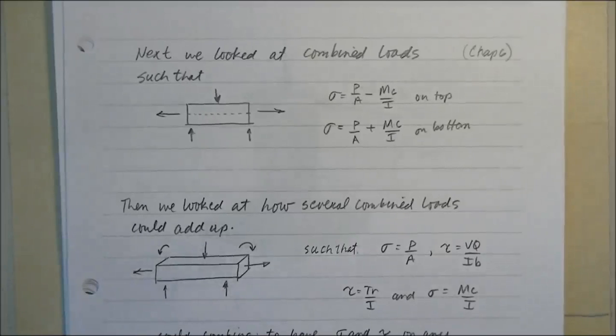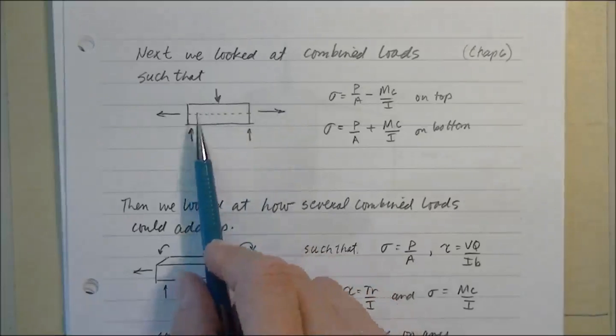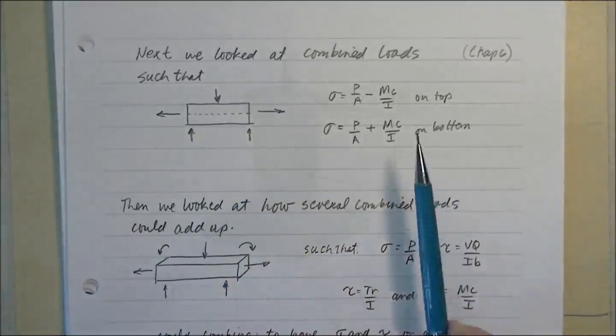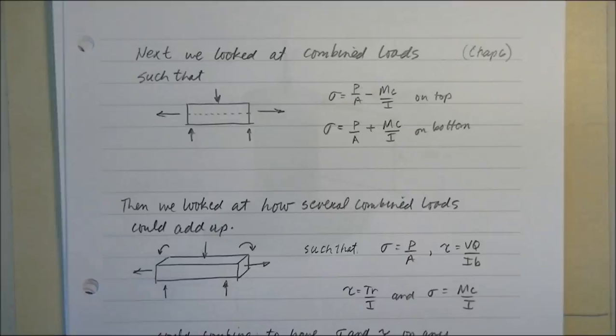And that led us up to chapter 6, where we looked at combined loadings of axial loads and bending loads. For example, here's a beam under an axial load as well as a bending load. We discovered that we can add or subtract those two stresses depending on whether they're on the top or the bottom.